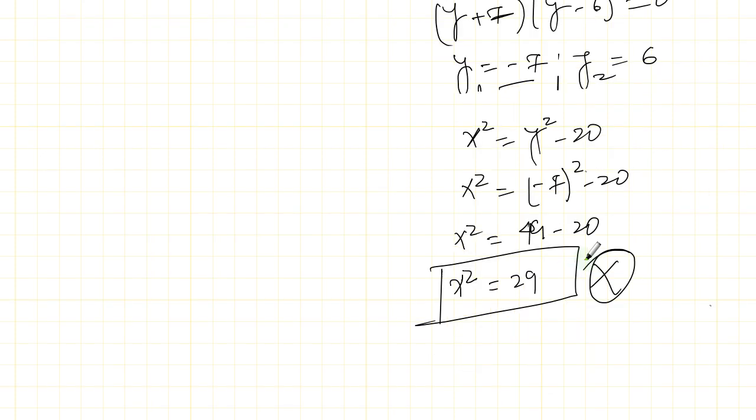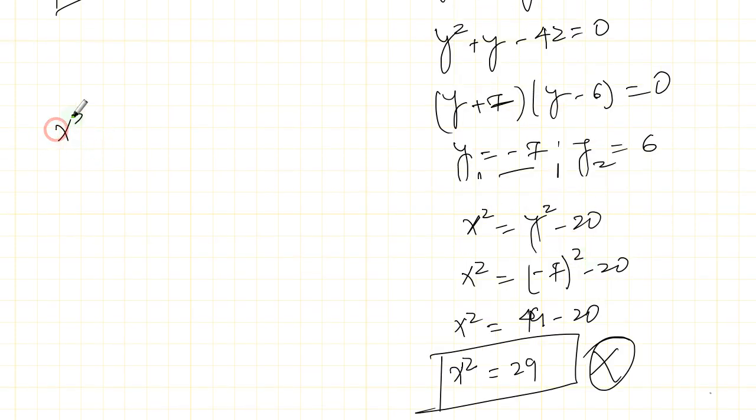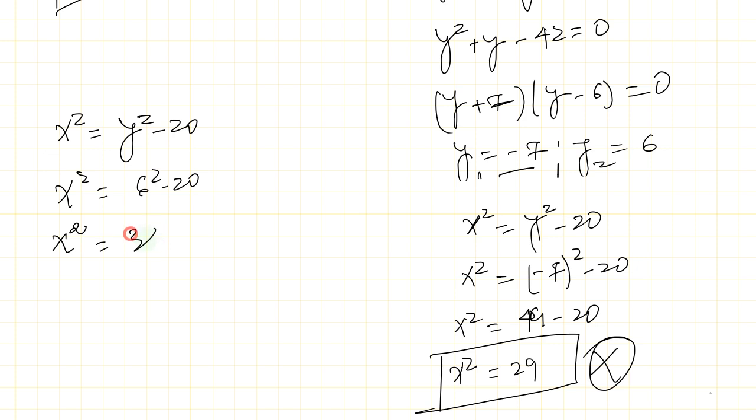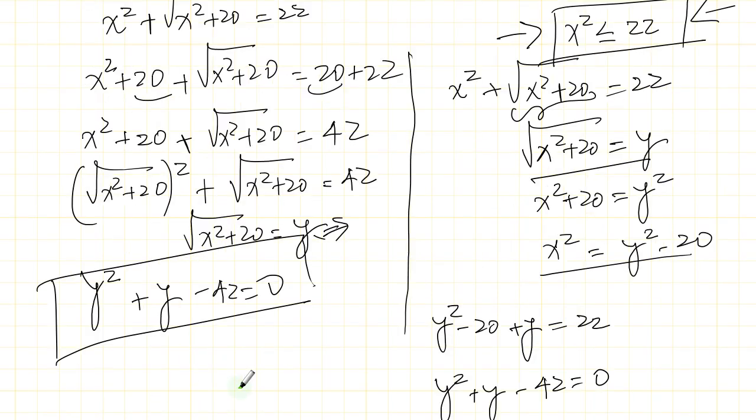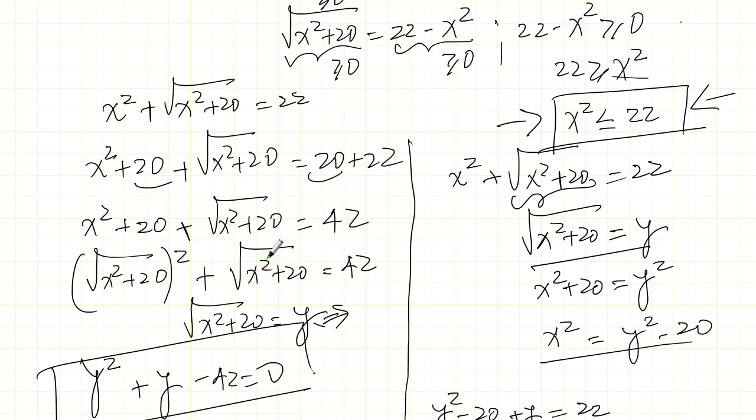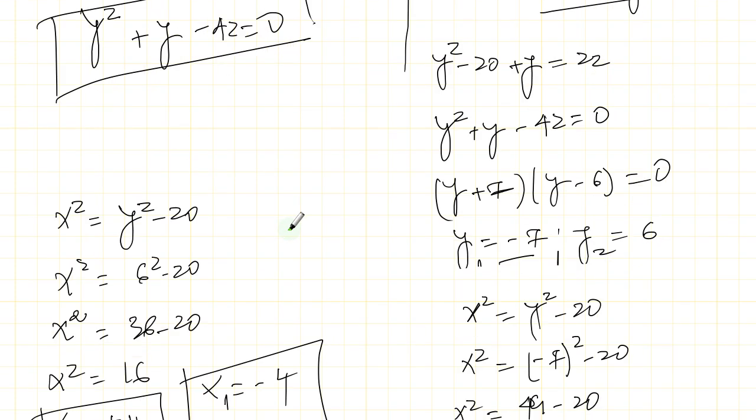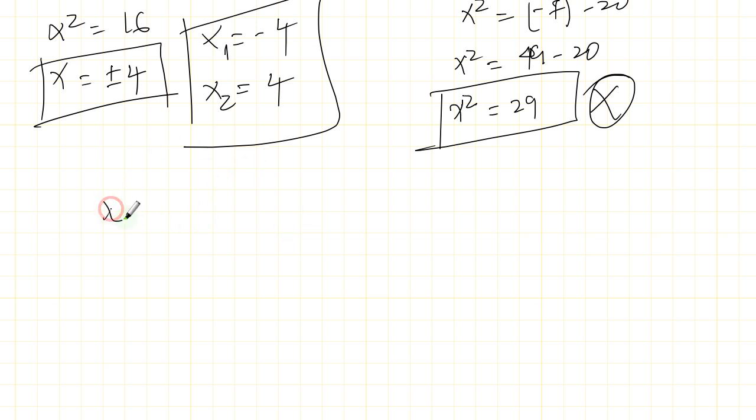So let's go to the second one, which is 6, and then we have x squared equals y squared minus 20, so x squared equals 6 squared minus 20, then x squared equals 36 minus 20, and x squared is going to be 16. So from here we get x equals plus or minus 4. Okay guys, so x1 equals minus 4 and x2 equals 4. These are the solutions for our problem, and if we want, we can check with one of the solutions. Let's pick x2 equals 4.